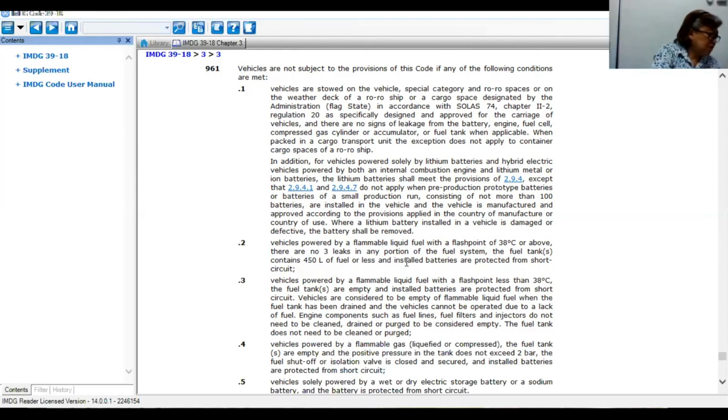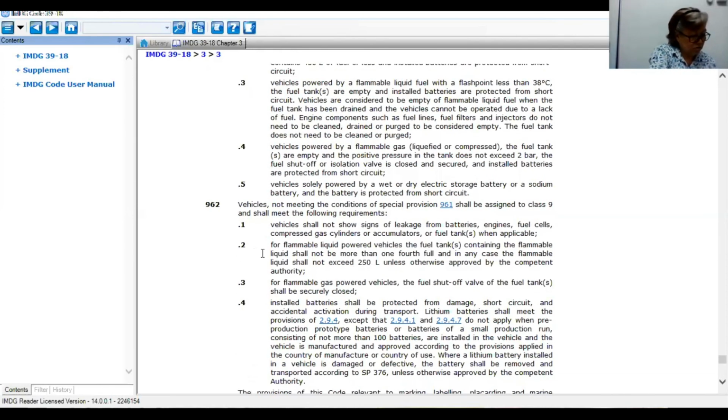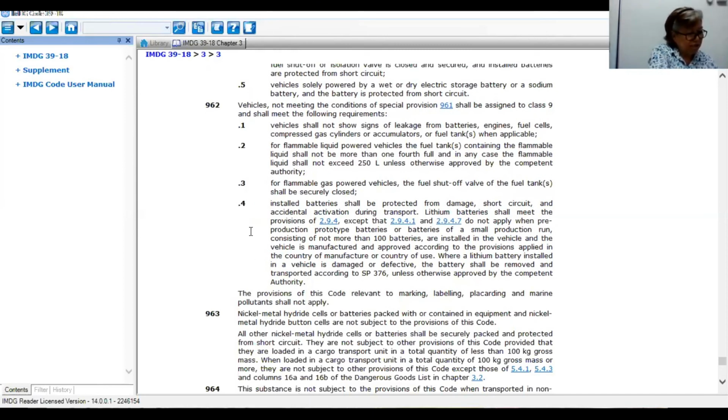If we see 962, can we use 962? Yeah, so 962 is if you cannot meet 961 and it's a flammable liquid. For flammable liquids, powered vehicle tanks containing the flammable liquid shall not be more than 1/4 full. In any case, the flammable liquid should not exceed 250 liters, but it must be approved by your competent authority. So that means basically we assign it to class 9, but we use 962, as long as you have CA approval to use 962.